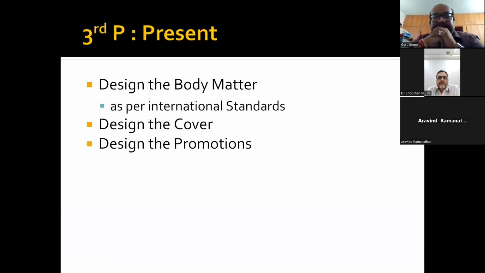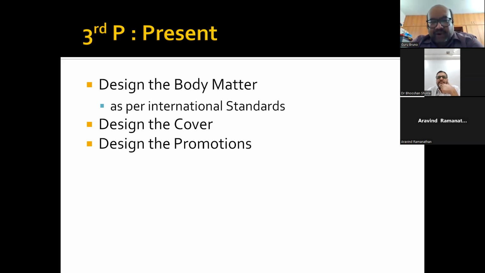About designing the book, there are three parts of designing. One is designing the body matter, that is what is inside the book, then designing the cover, then designing the promotions. Why I want to stress it here is, suppose you want to outsource the designing, you should be very clear to say whether you want the promotions or not. Otherwise, at the end there will be some nasty bargaining between you and the outsourced person.